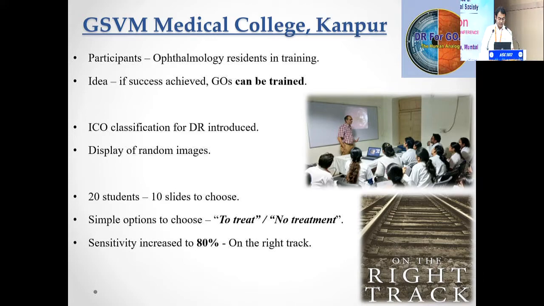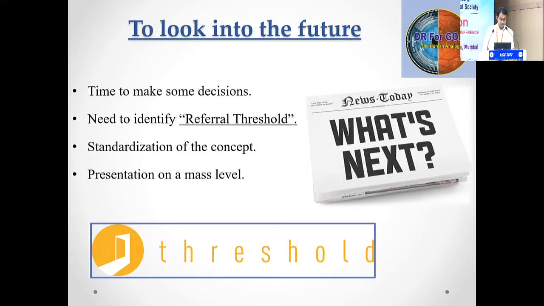There were 20 students who participated, and all were shown 10 slides to pick. The simple options were again provided, which were to treat or to follow a no treatment policy. This time the sensitivity increased to 80%. This showed that we are currently on the right track and we should move ahead.